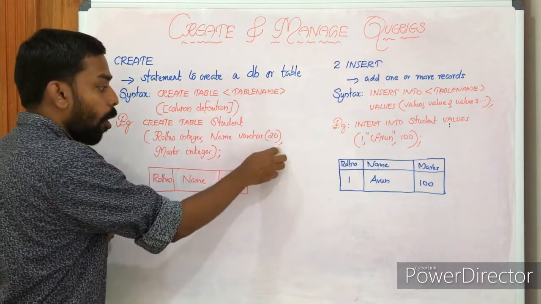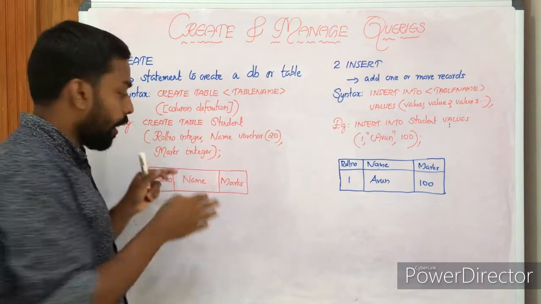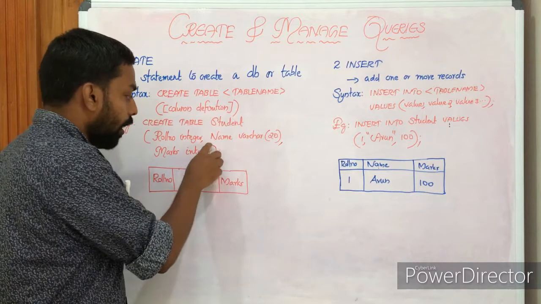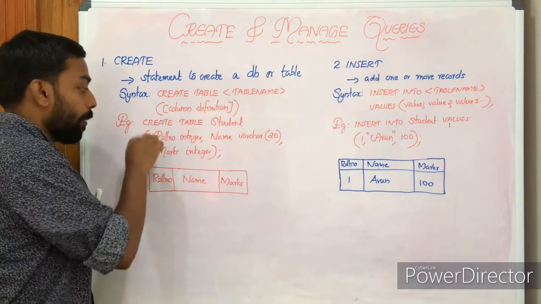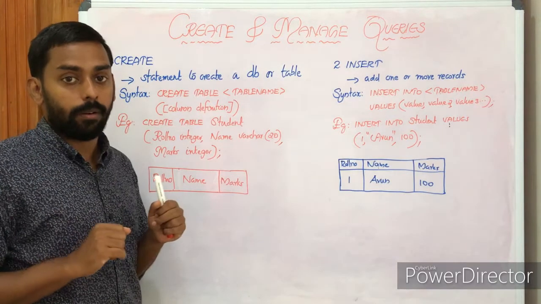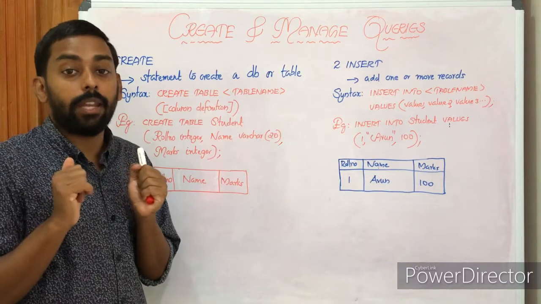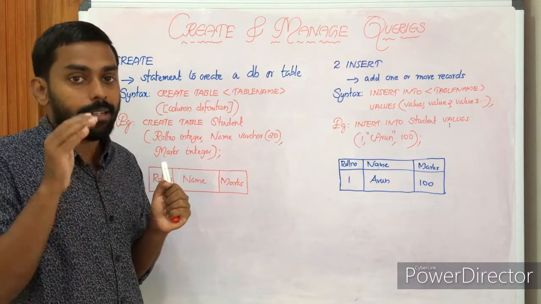Comma. And the third column is marks, and we are storing integer. The data type of marks is integer. Finally, closing parenthesis. When there is an opening parenthesis, you must have a closing one, right? And it is ending with, sorry, semicolon. Every SQL command ends with semicolon. It's a must, it's a part of syntax.